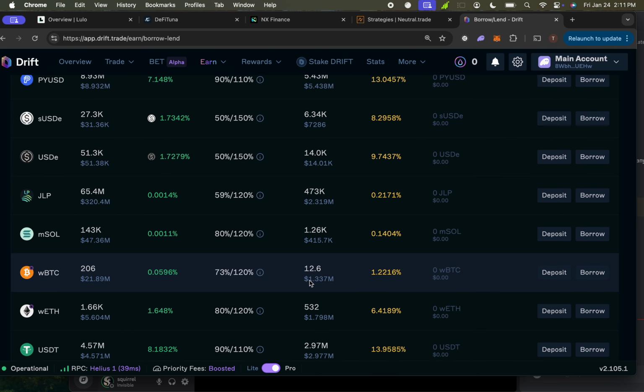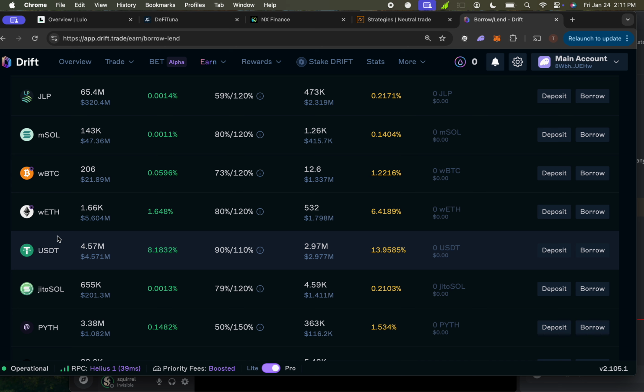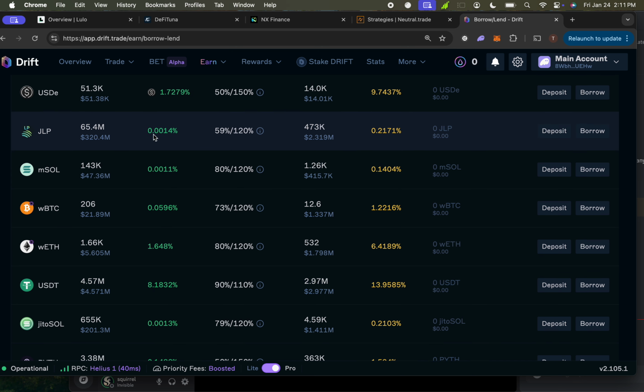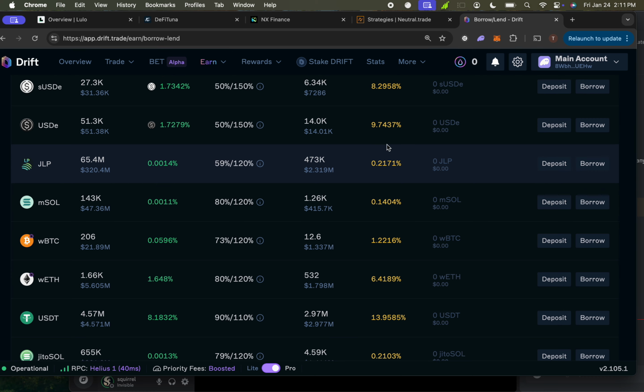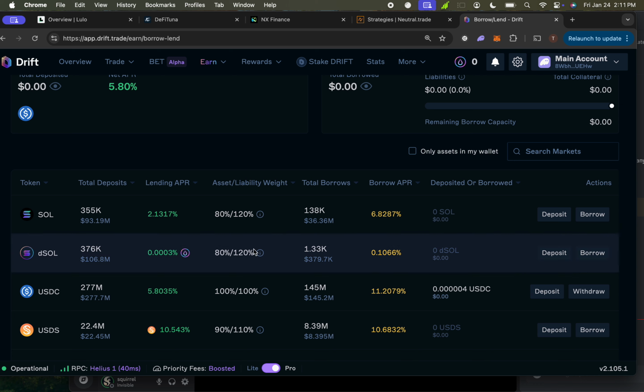We can keep going down through all this: 8% on USDT, almost zero on JLP over here. And again, a very close borrowing rate to what these things actually cost. So this is the basic format for how these sites look.